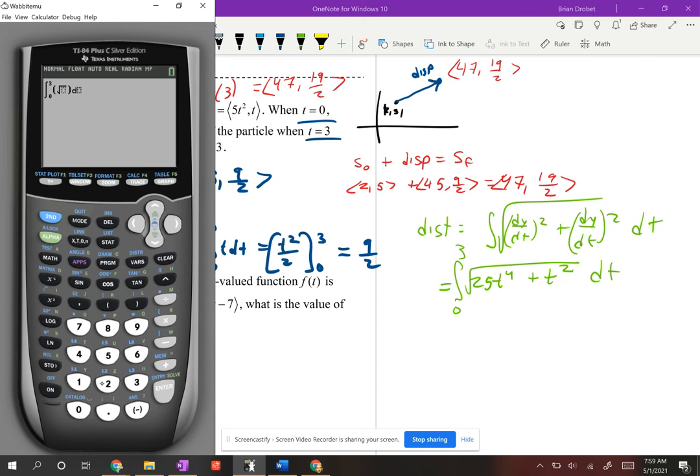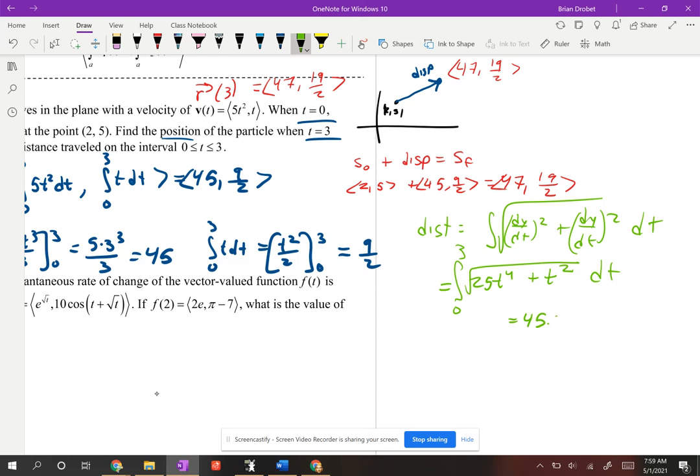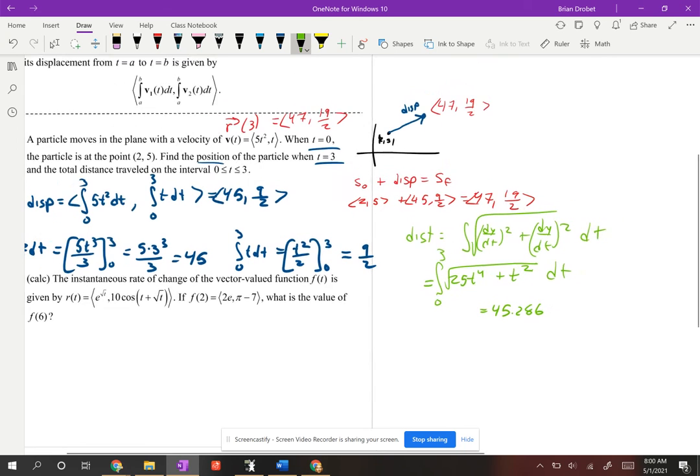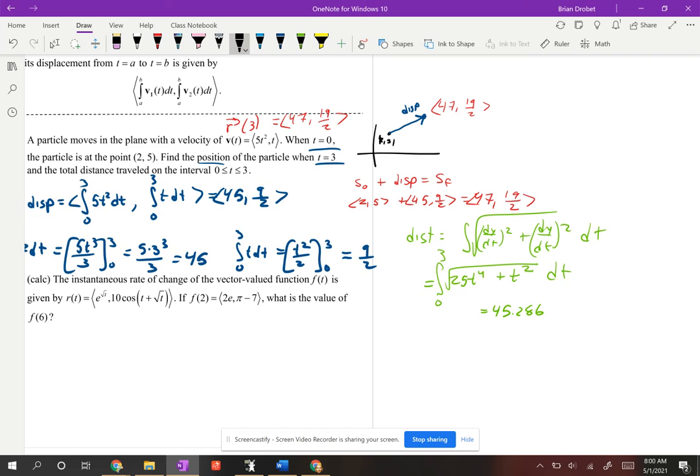Square root of 25x to the fourth plus x squared dx. All right, let's see what we get. We end up with 45.286 as the total distance traveled. So just to be clear, displacement is the direct path to how you get there. Your total distance traveled would be the actual length you move to get there, which is not necessarily in a straight line, depending on how you're moving.